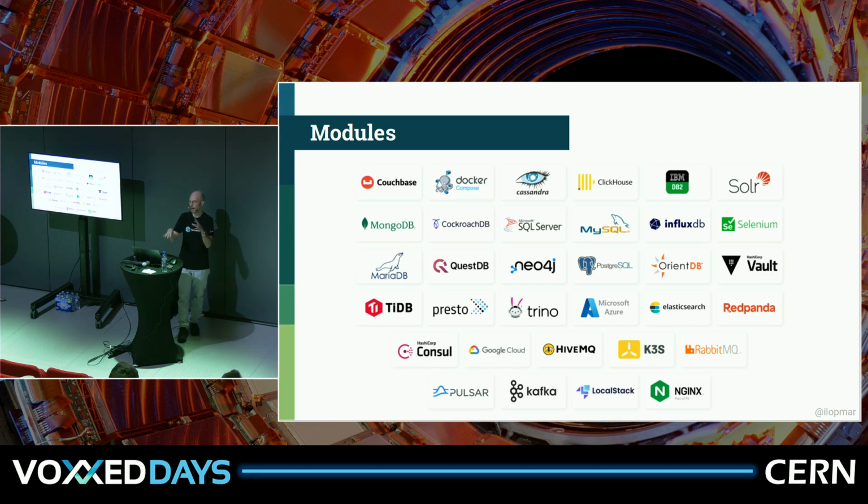So there are a lot of them, more than here in this slide. But the idea basically is that there are a lot of things already integrated with Testcontainers, and if you are running something very specific and there is no integration, you can run it in another generic container.